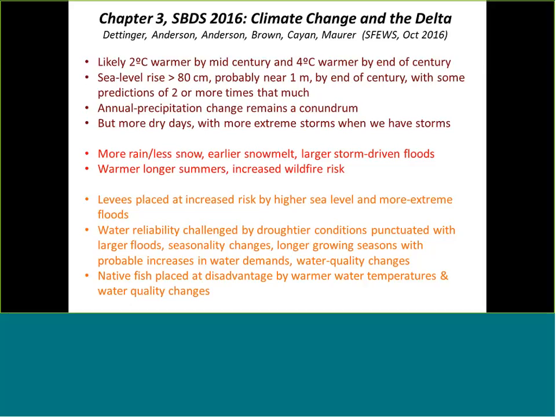And those dry days will come at the expense not of the largest storms, but of the middling storms. So at the same time that we're having more drier days, our largest storms become more ferocious, basically. And so we've got this vision of a future where we've got droughts punctuated by even nastier storms than California is used to. And all the consequences from there: more rain, less snow, earlier snowmelt, larger storm-driven floods, longer, warmer summers, increased wildfire risk, and so on.